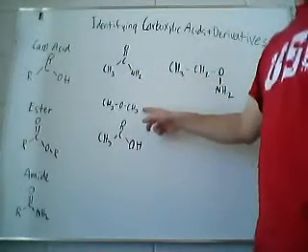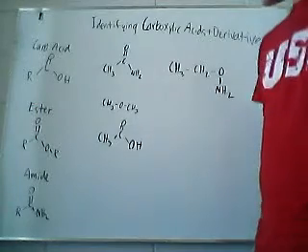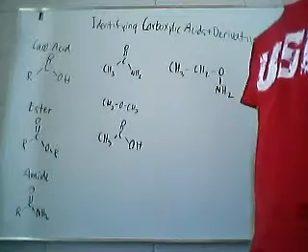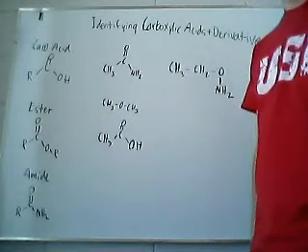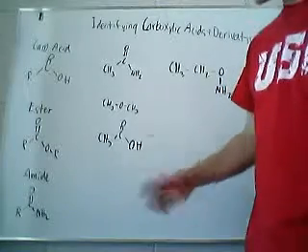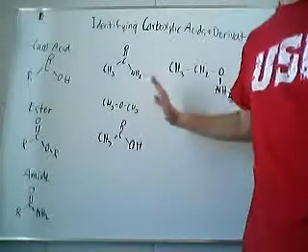Down here we have CH3, O, CH3. We have our O here, but we don't have a CO double bond. So if we don't have a CO double bond, we know right away it can't be any of these. So first thing, look for a CO double bond. If you can't find one, throw it out.